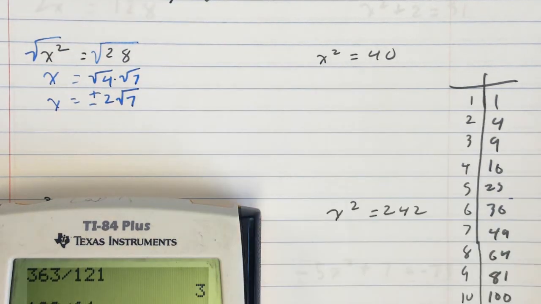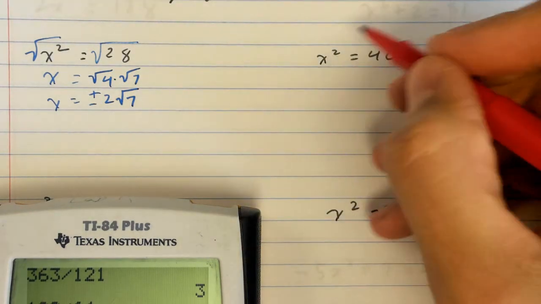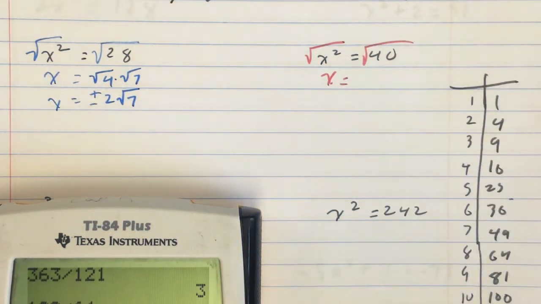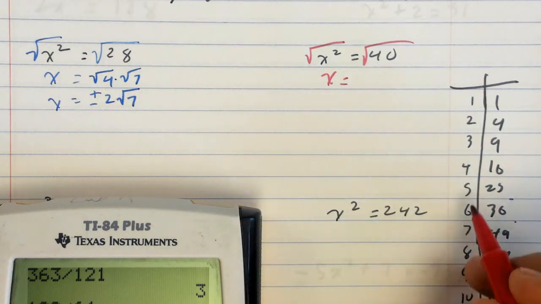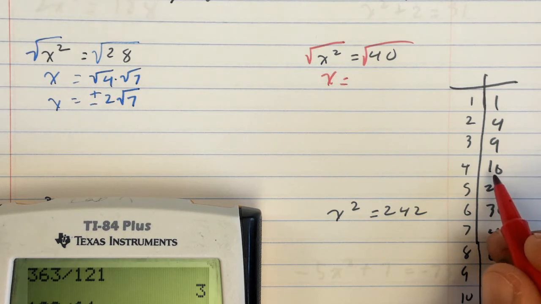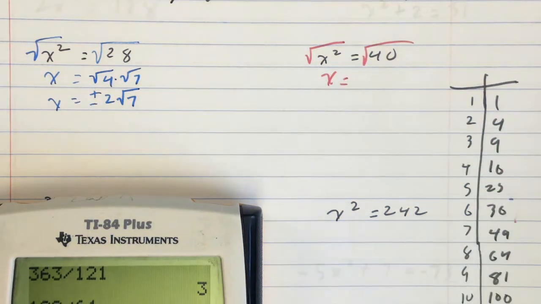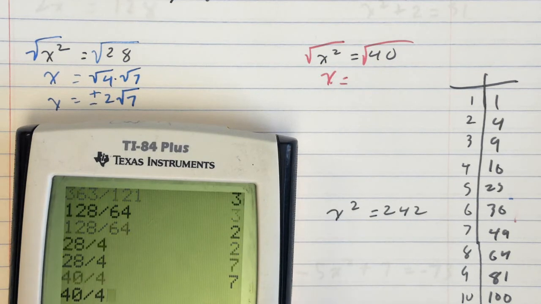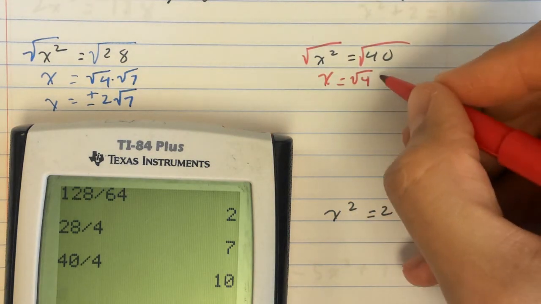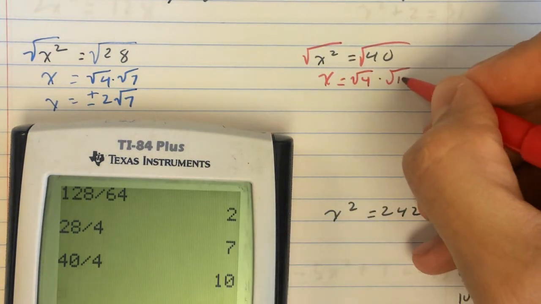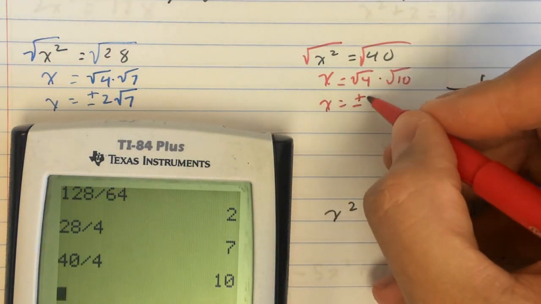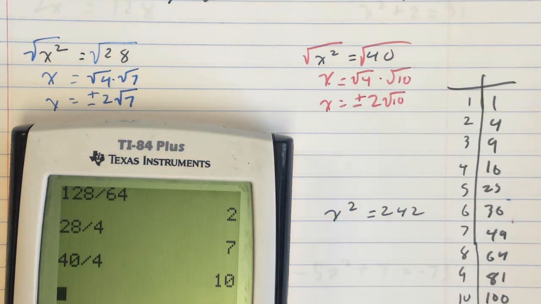Let's go ahead and look at the square root of 40. Sorry, x squared is equal to 40. X squared is by itself, so I'm going to go ahead and square root both sides. X is equal to the square root of 40, which falls somewhere in here. 36 won't go into it, 25 won't go into it, 16 will not go into it, 9 won't, but 4 should. So I have 40 divided by 4 is equal to 10. So I have the square root of 4, that's my perfect square, times the square root of 10. X is equal to plus or minus 2, the square root of 10.